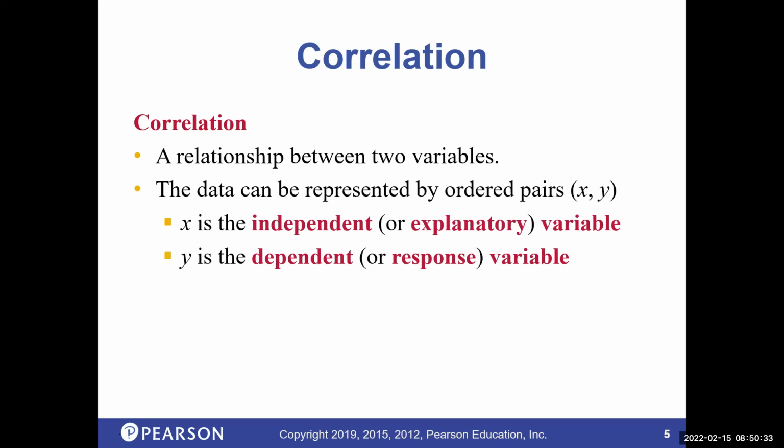The data can be represented by ordered pairs, which is commonly open parenthesis X, comma, Y, close parenthesis. X is the independent variable, or the explanatory variable. I can't talk today, I'm definitely struggling. And then Y is the dependent, or the response variable.